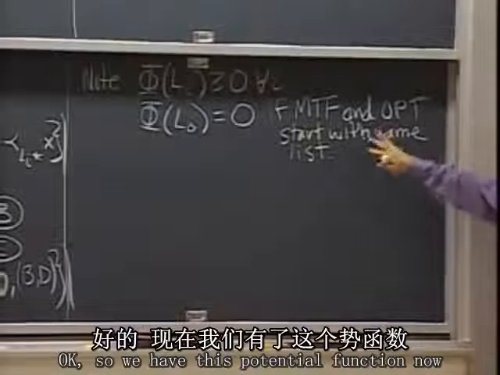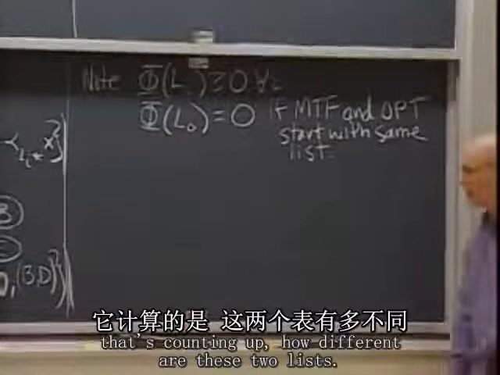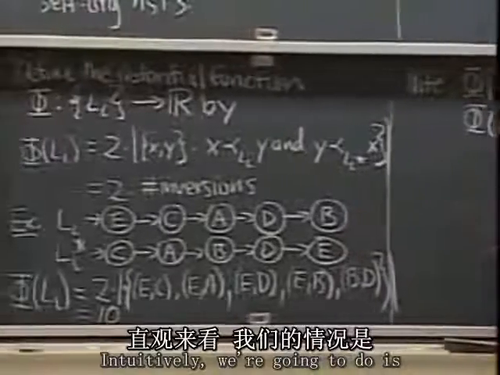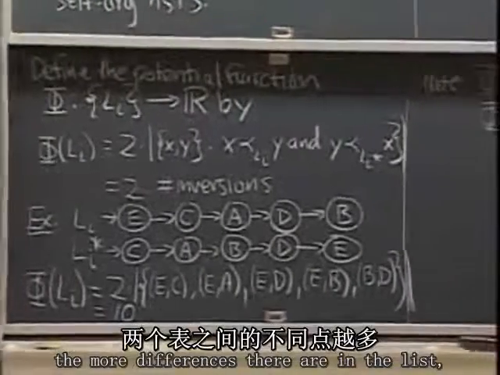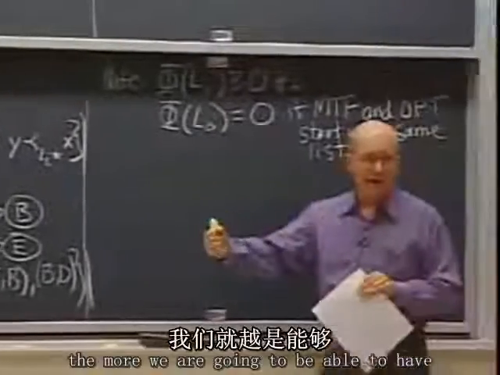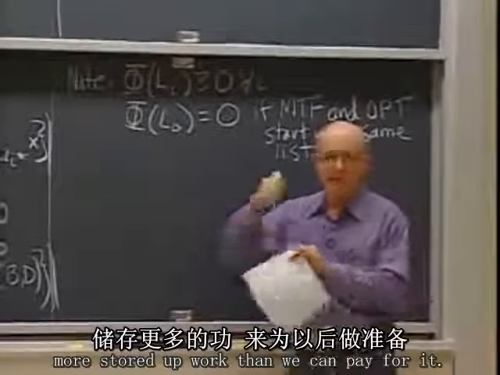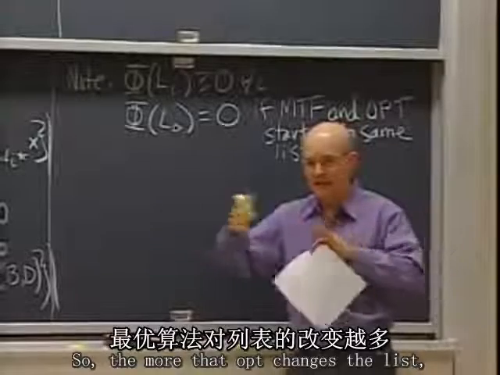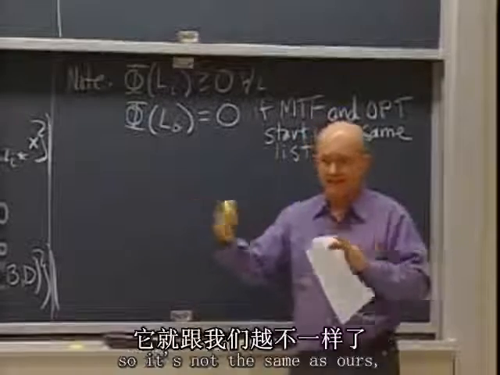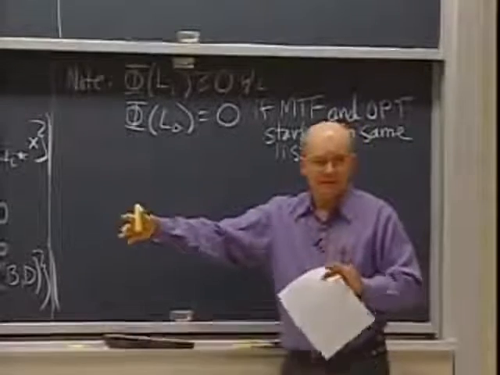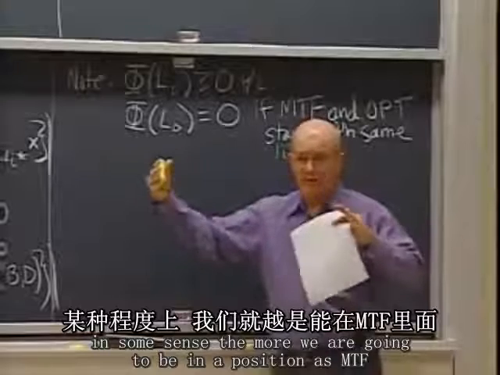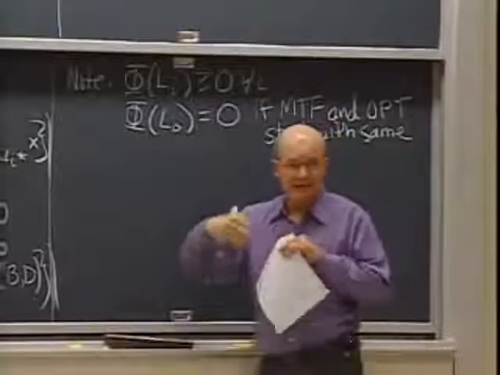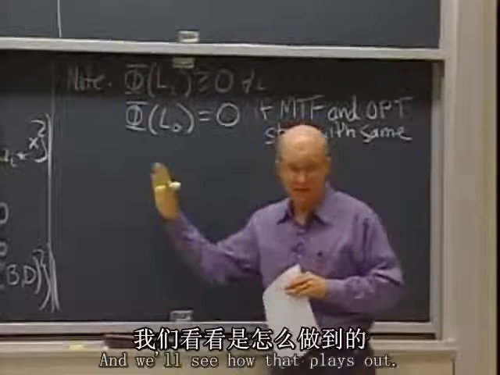So we have this potential function now that's counting up how different these two lists are. And intuitively, the more differences there are in the list, the more we're going to be able to have stored up work that we can pay for. That's the basic idea. So the more that OPT changes the list so it's not the same as ours, in some sense, the more we're going to be in a position as MTF to take advantage of that difference in delivering up work for us to do. And we'll see how that plays out.